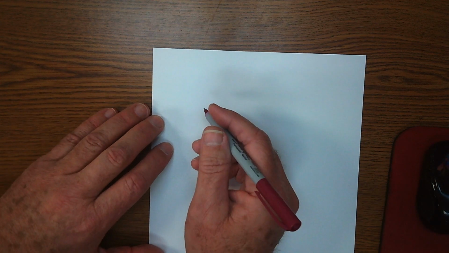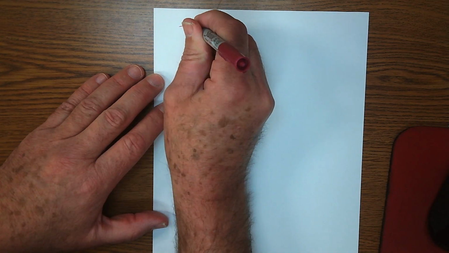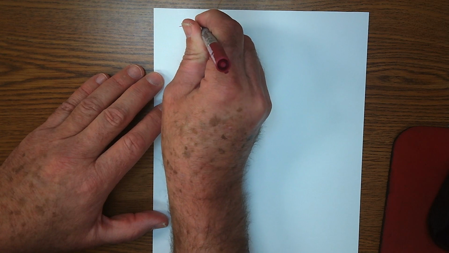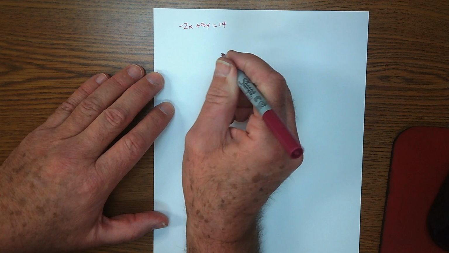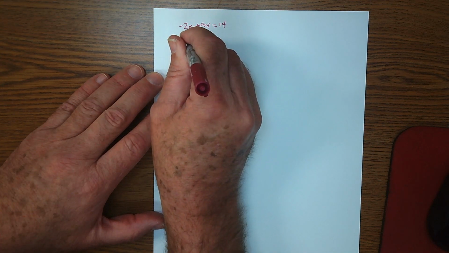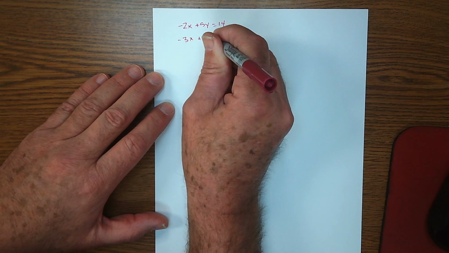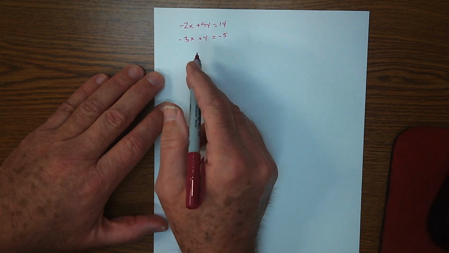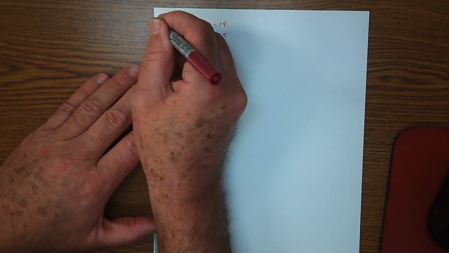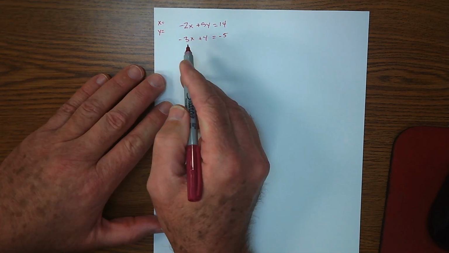So we have this equation that says negative 2x plus 5y equals 14. My second equation is negative 3x plus y equals negative 5. Those are the equations given to me. Remember, what I'm looking for is an x equals or a y equals.